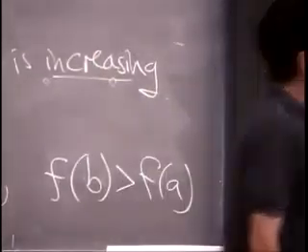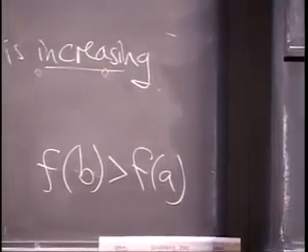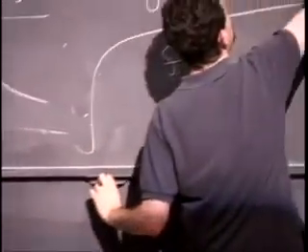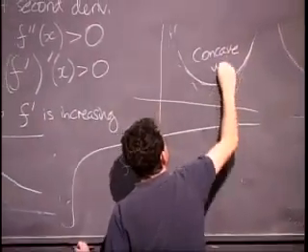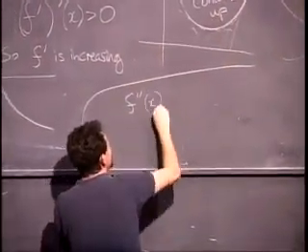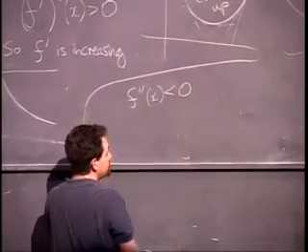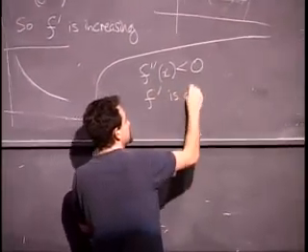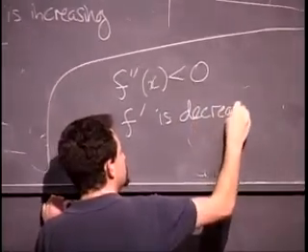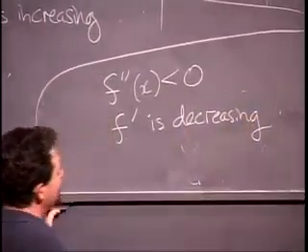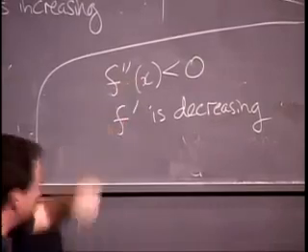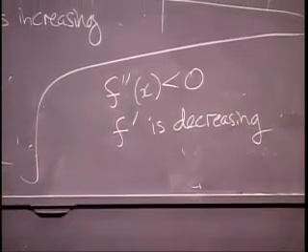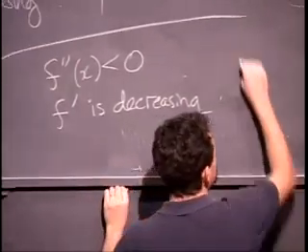Now, I should tell you what happens if, on the other hand, f double prime is negative. Let me just mark this as concave up. What about f double prime negative? What does that mean? That means that the derivative is decreasing, because the derivative of the derivative is negative. So the derivative itself is decreasing. It's exactly the same as what we said over there. And that looks like this.